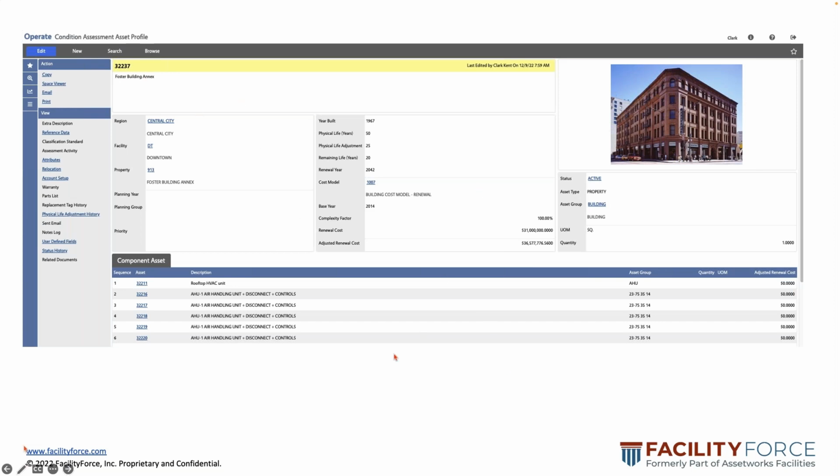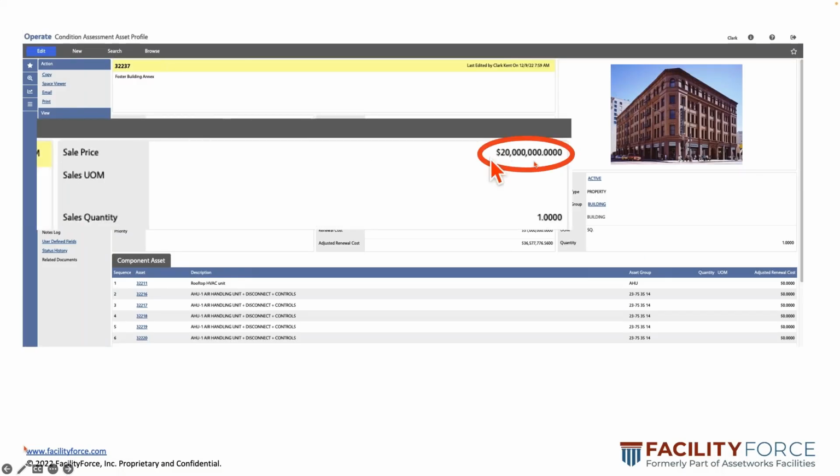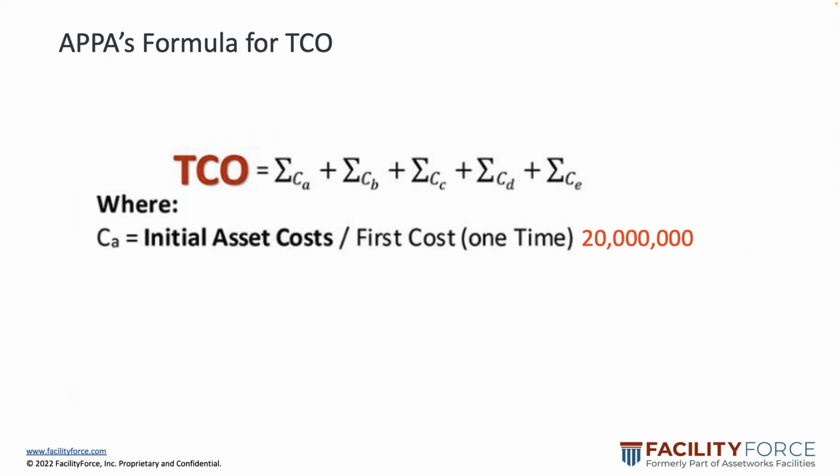And from that building's record, if we zoom into some of the data, we'll see that our initial sales price on this was $20 million. So we're saving that data in the system. It's in a specific field, in a specific table, so it's very easy for us to select that data, and then we can pump that into our formula. So we're just going to throw that 20 million initial asset cost out there.